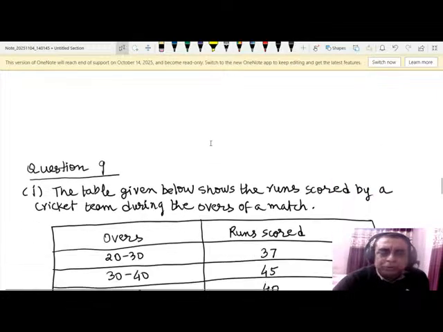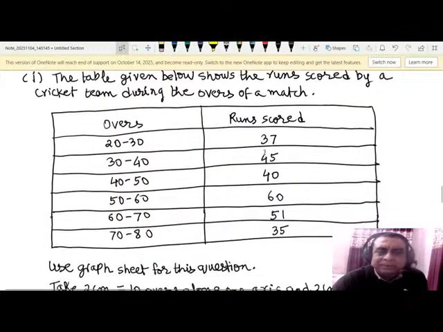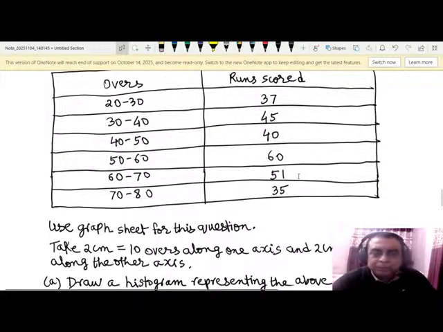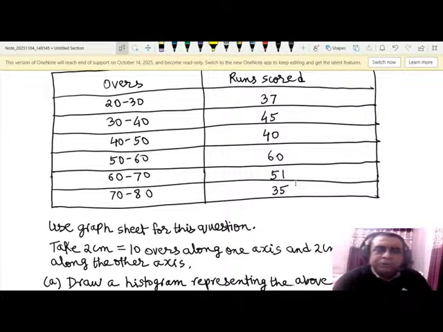I hope you must have understood. Now question number 9. The table given below shows the runs scored by a cricket team during the overs of a match. So these are the runs scored during the overs. 20 to 30, 37 runs. 30 to 40, 45 runs. 40 to 50, 40 runs. And 50 to 60, 60 runs.